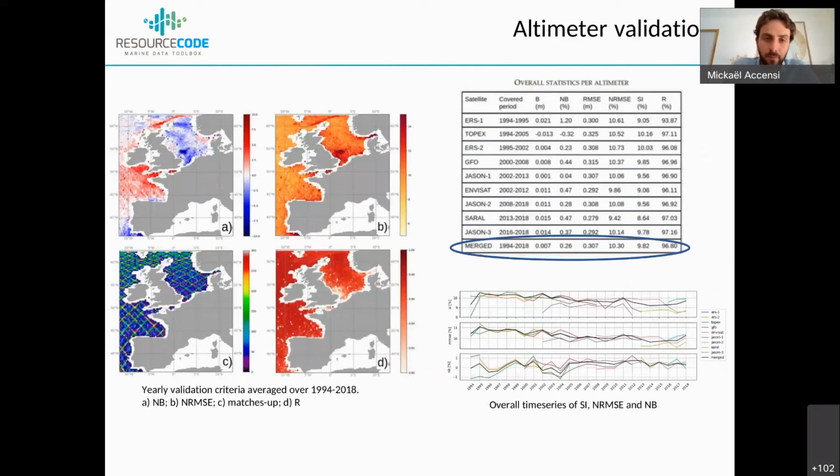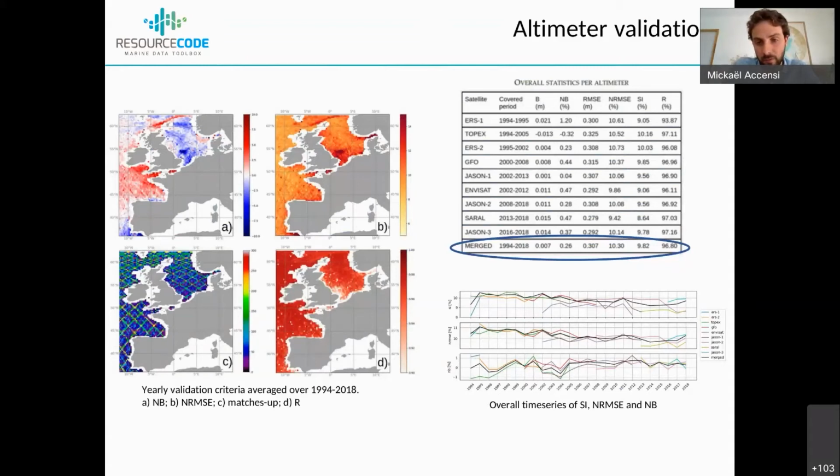And finally, we have done a validation against remote sensing data. So here we have used the CCI C-State version 1 altimeter database. And so what we have done here, we have collocated the model output along each altimeter track. And on the table on the right, you can see the overall statistics per altimeter. So each line represents the statistics for each altimeter on the covered period.